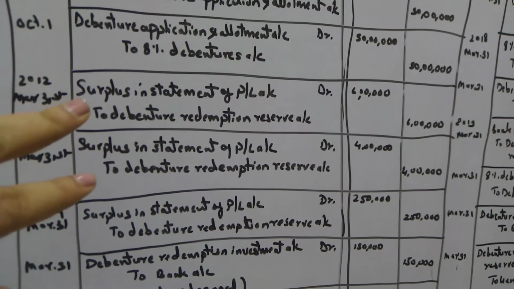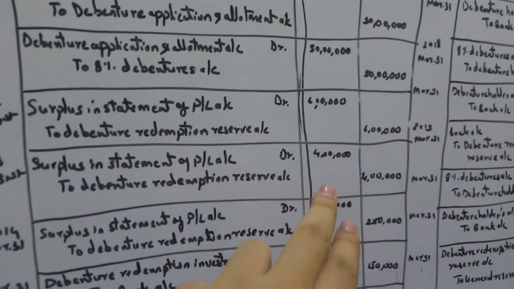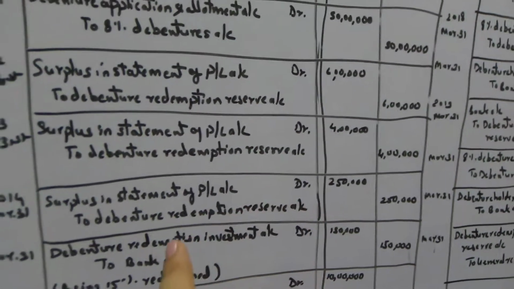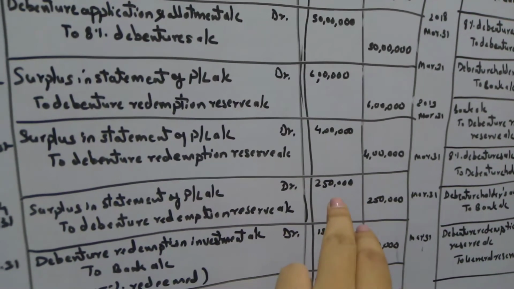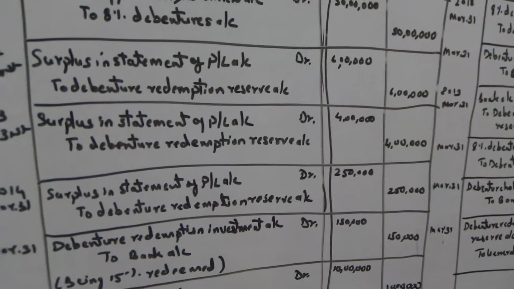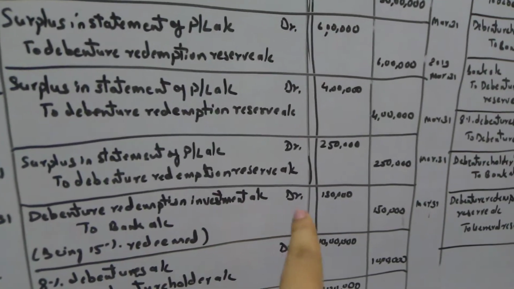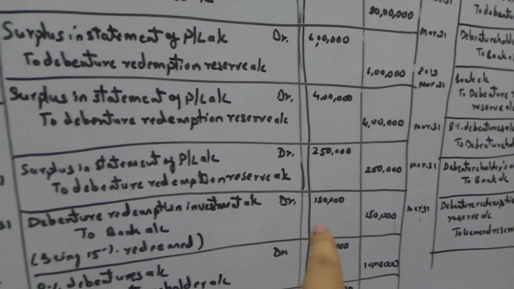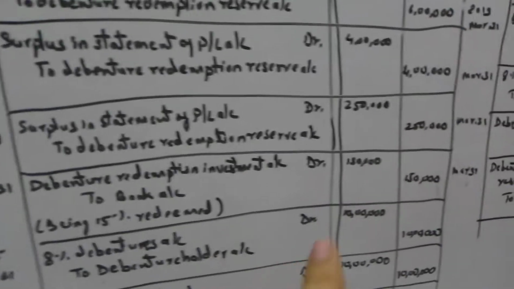This amount we have passed entry because it is mentioned in the question that for 2012 and 2013 that much DRR you have to calculate. But in 2014 the actual amount you require for redemption, right? That you have to transfer in the DRR. And this amount how we have calculated, it is nothing but the 25% of the redeemed value of debentures in a year, which is 10 lakh. Then 31st March debenture redemption reserve account debit to bank account being 15% redeemed, right? That is the amount which we have calculated here, 15% of 10 lakhs, that gives you 1,50,000 here.